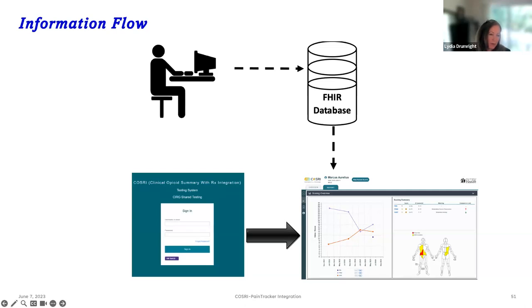Then at the bottom, when a provider launches Causery, they have access to those data in Causery, and I'll show you that in more detail. Next slide, please.